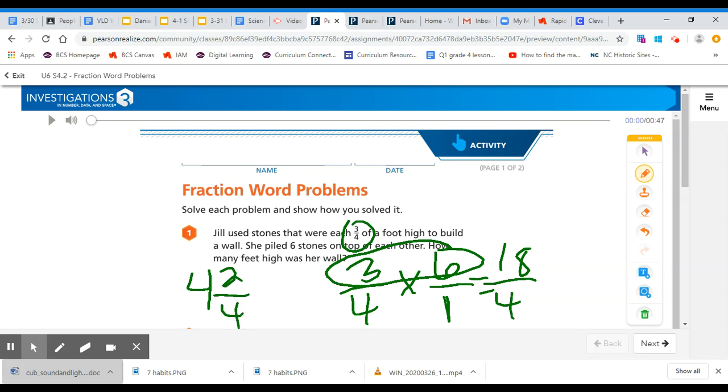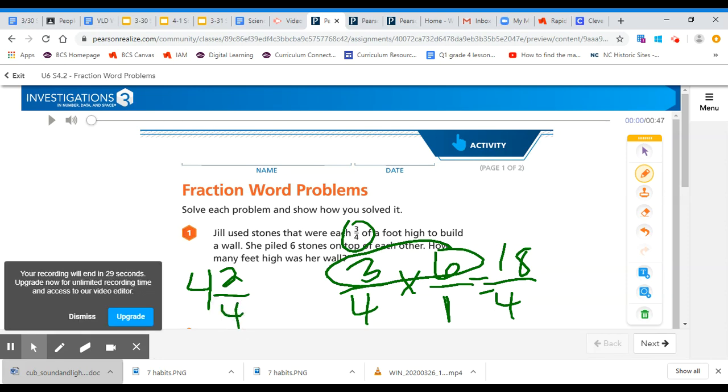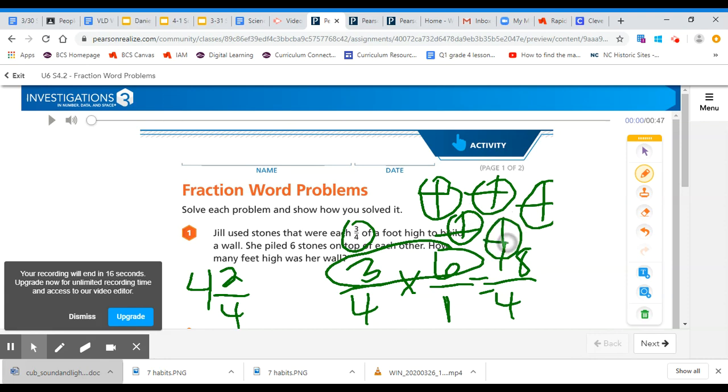Now you're welcome to draw that out if you need to. And so you could draw out each fourth until you got to 18 of those. And then that is the visual way. That's the 4th grade way of seeing that. And you could count that out: 4, 8, 12, 16, and 2/4.